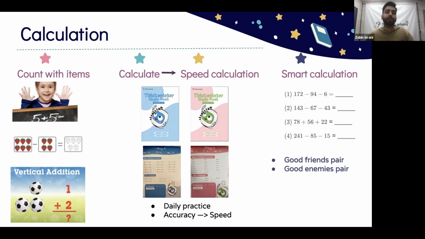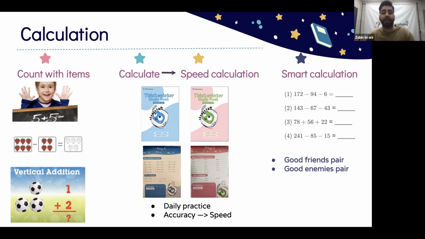Students are not really used to using these tricks, even though they might know how to do it or they might understand it, because they're not practicing with it. What do I mean by these smart calculation tricks? For example, a good friend pair and a good enemy pair. These are fun things that grade 1 to 2 students are learning, in that if you have numbers, are you just blindly solving them from left to right? Okay, I see numbers. Okay, I'm good with it. I'm fast. Let's start solving. No, that cannot be the way you're going about it.